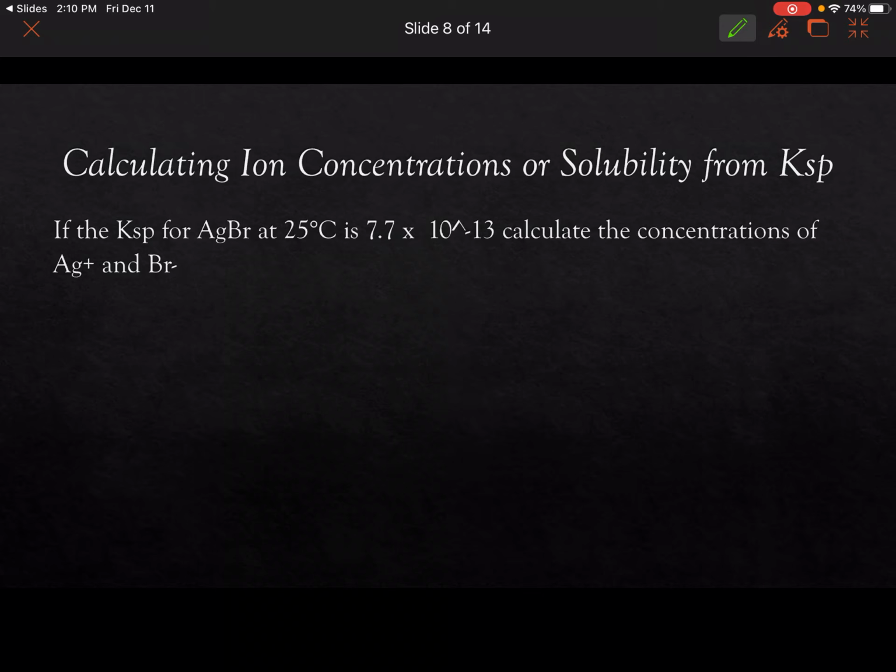Okay, anyways, if the KSP for AgBr at 25 degrees Celsius is 7.7 times 10 to the negative 13, calculate the concentrations of Ag plus and Br minus. So first thing we're going to do, we're going to write our dissociation equation here. So AgBr solid is in equilibrium with Ag plus and Br minus.